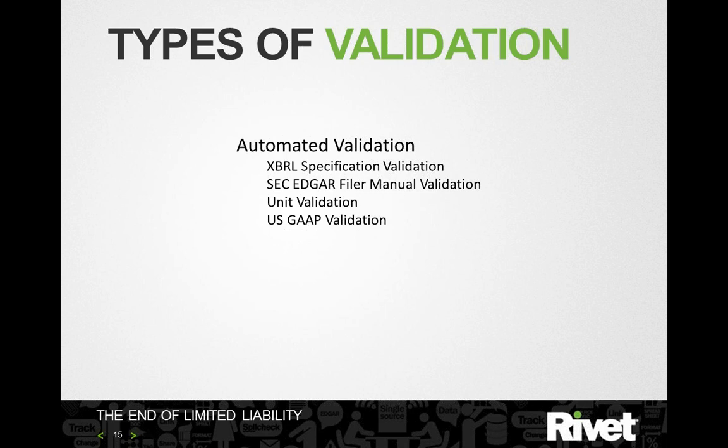I won't go into a lot of detail about all of the validation rules and requirements that are associated with each category because that would take a lot of time. Each of these have hundreds of rules related to them, but I just wanted to go over the basic categories. And so first I'll talk about different XBRL specifications and validation and the SEC EDGAR Filer Manual, and I'll hand it back to Campbell who'll talk about units validation and US GAAP validation.